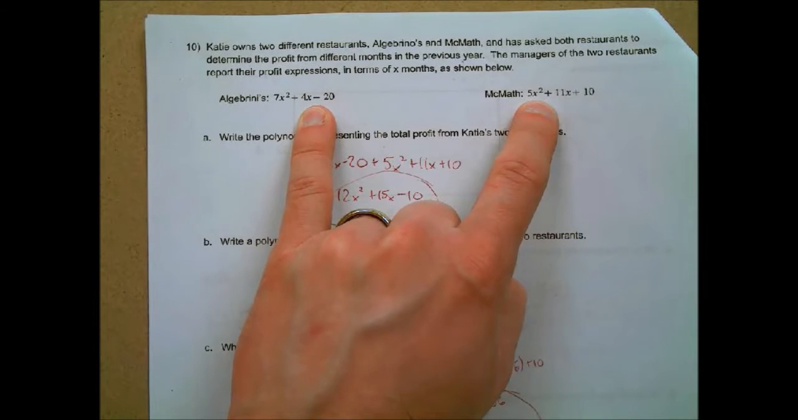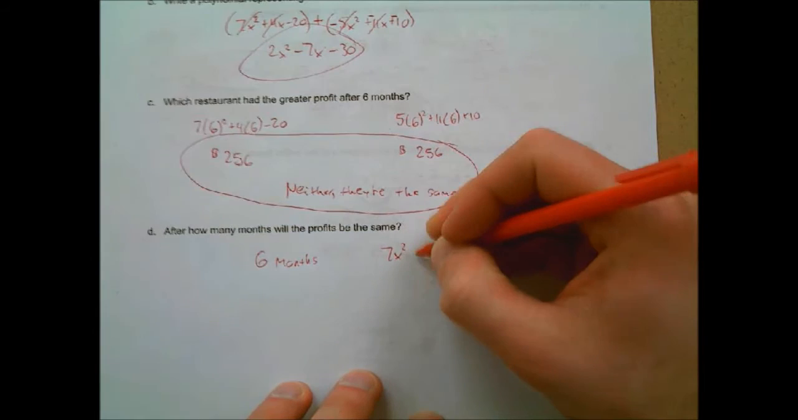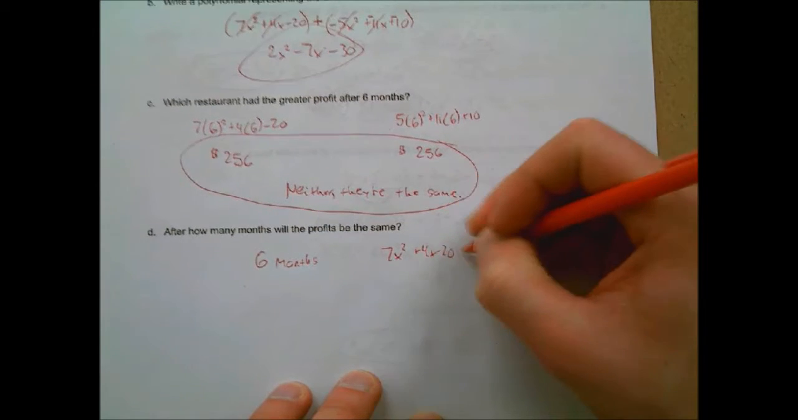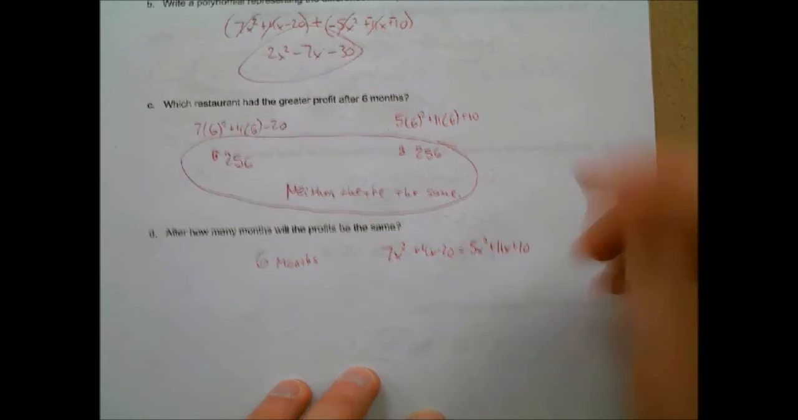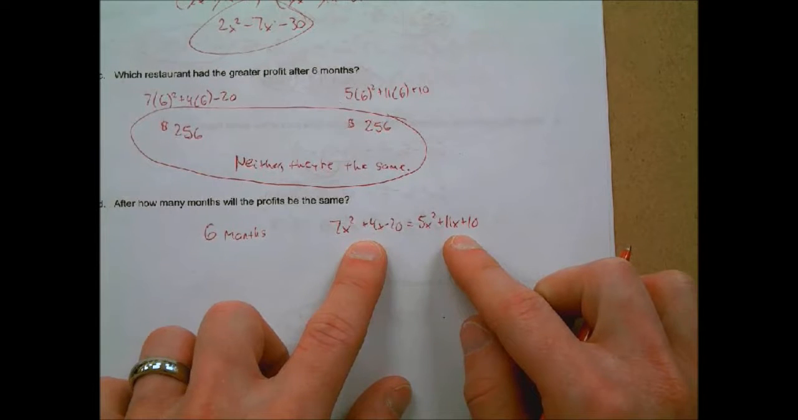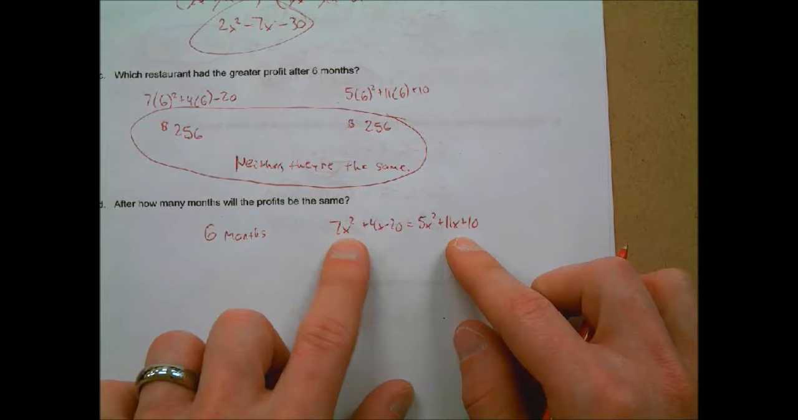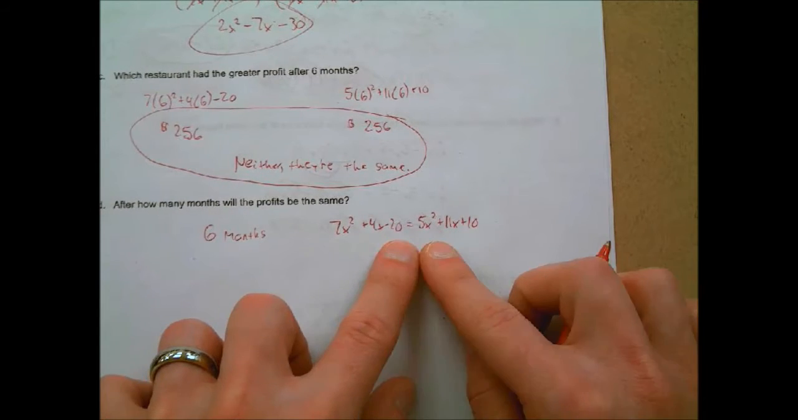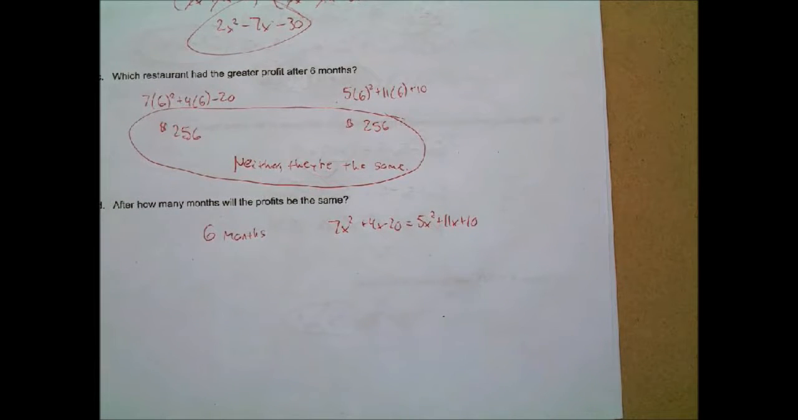Set them equal to each other and then solve. So 7x squared plus 4x minus 20 equals 5x squared plus 11x plus 10. Okay, to solve this equation, we need to make sure that it's equal to what? Since we have x squared and x's in here, in order to solve these kind of equations, we have to make sure it's equal to what number? 0, right? It's got to be equal to 0 for the zero product property here.